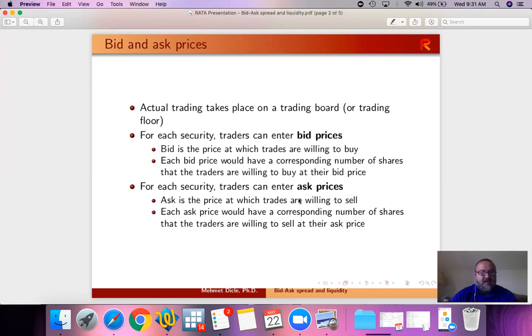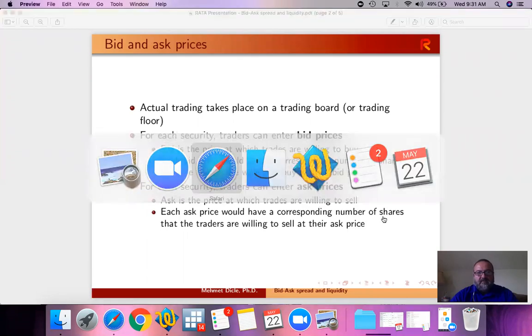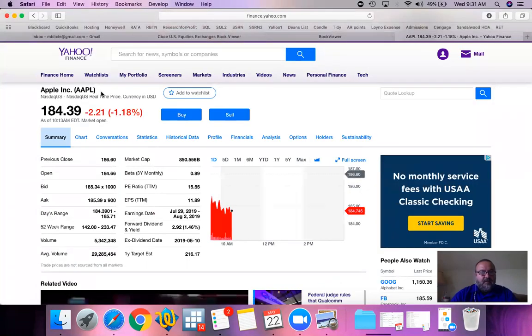An ask price is the price at which traders are willing to sell. And each ask price is supposed to have a number of shares that corresponds to it. So let's take a look at a couple of examples. This is Apple, and it's actually trading day and trading time right now, so it's a live price. You see the bid price right here, and then the ask price right here.